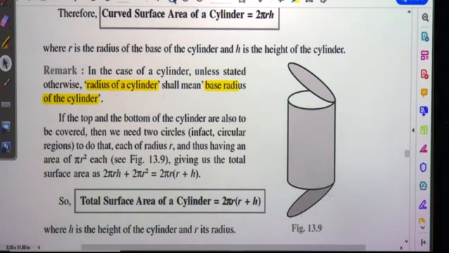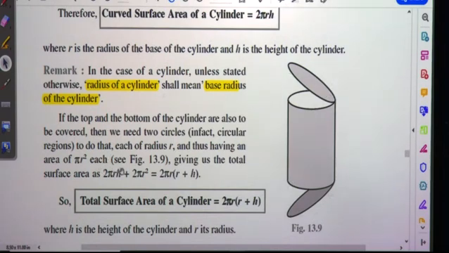If the top and the bottom of the cylinder are also to be covered, then we need two circles, in fact circular regions. You can see here, this is the top of the cylinder and this is the bottom. So, if it is needed to be covered, we require two circular regions, each of radius r and thus having an area pi r square. Area of a circle is pi r square.